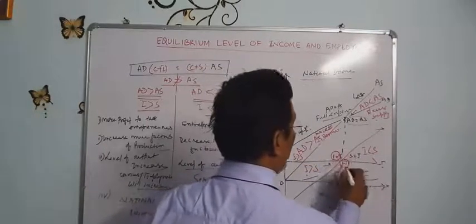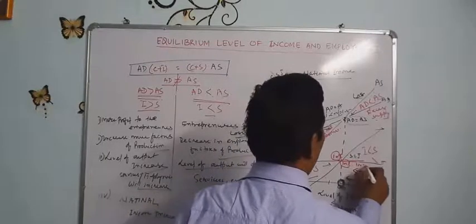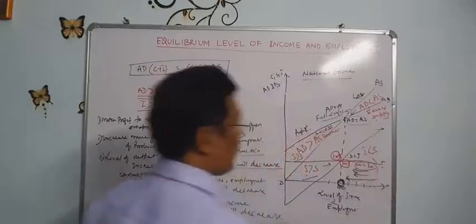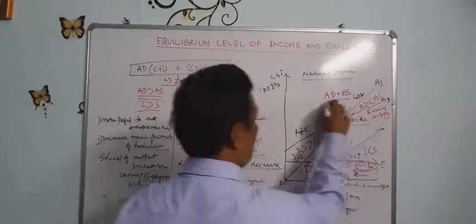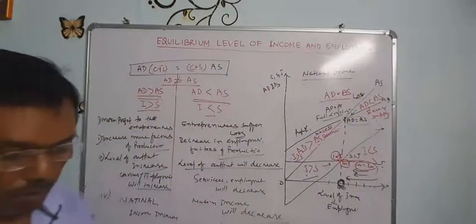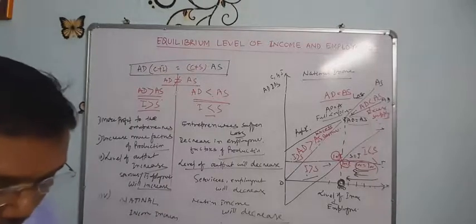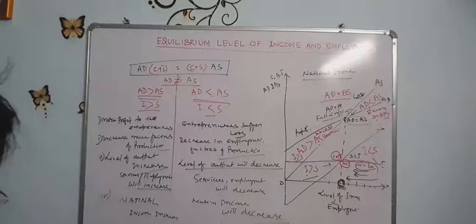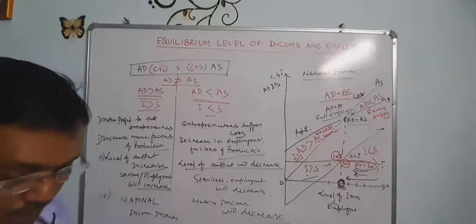This is the investment line, 100 crores, and this is the saving, which is increasing. So 100 equals 100, that means saving and investment are equal. Where AD equals AS, that is the full employment situation or the equilibrium level of income. And the third conclusion is that aggregate demand and aggregate supply can be in equilibrium at less or more than full employment. That will be discussed in the next chapter.